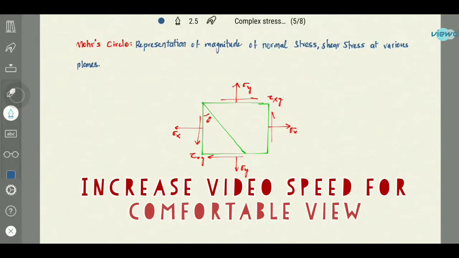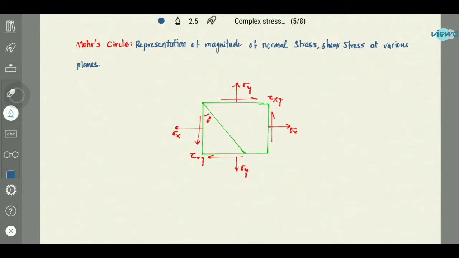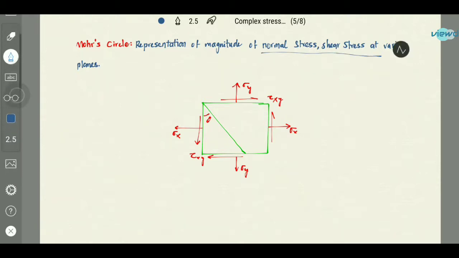In the last video we have seen about complex stresses, and we have seen what are the formulas to find the principal stresses and stresses on the oblique plane. Those are the formulas used, but it can also be found out using Mohr circle. Here Mohr circle is representation of magnitude of normal stress and shear stress at various planes. We can find at any plane around 360 degrees the normal stress and shear stress, and also we can find principal stresses too.